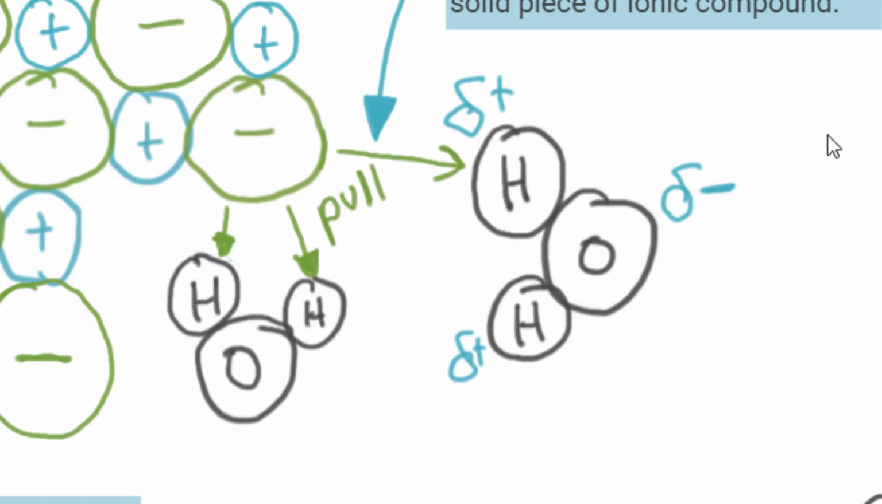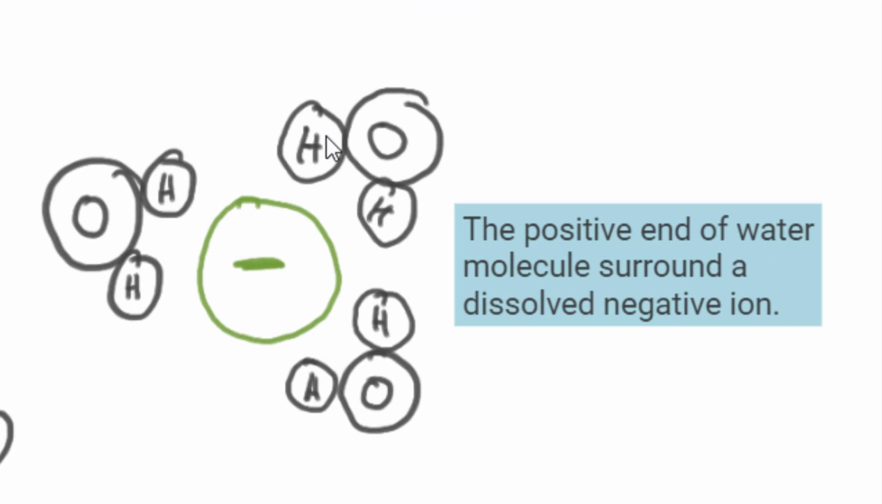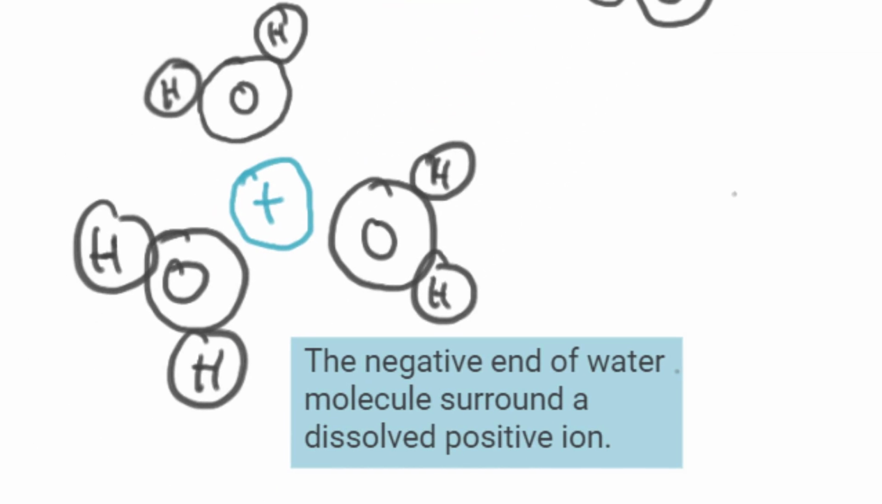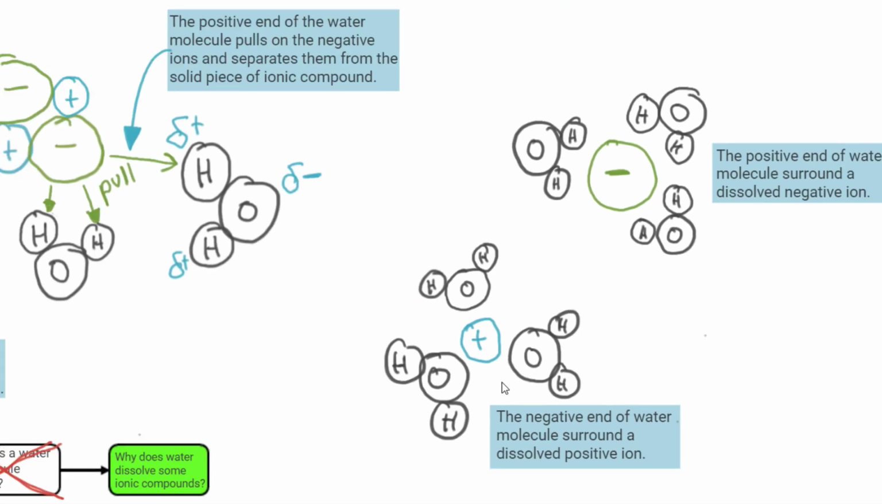And eventually what will happen, it pulls it away, and it is surrounded by the positive end of the water molecules. And that's isolated. And that particle is so small that you can't see it. And that's why when you dissolve an ionic compound in water, it seems to disappear. Also, the negative end of the water molecules will attract and pull away positive ions. And I have isolated one positive ion over here. And so the water molecules are working together to pull apart the positive and the negative ions.